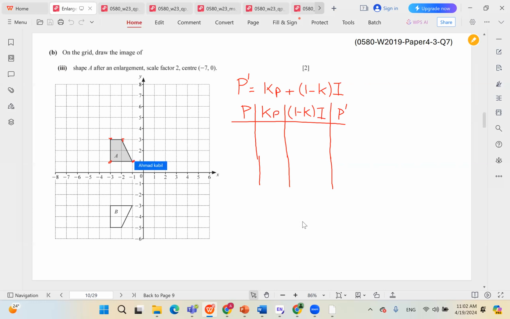So let's first label the points A, B, C, D, so we know what we're talking about. So for point A, the coordinates are -3 and +1. For point B, -3 and +3. For point C, we have -2 and +3. Finally, for point D, we have -1 and +1.